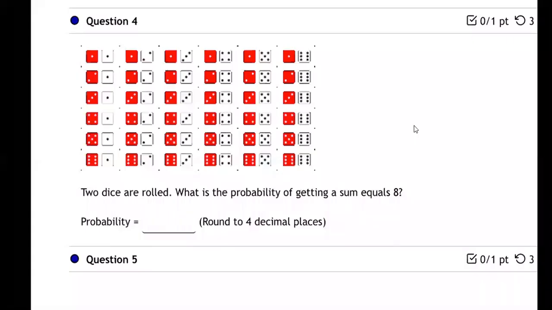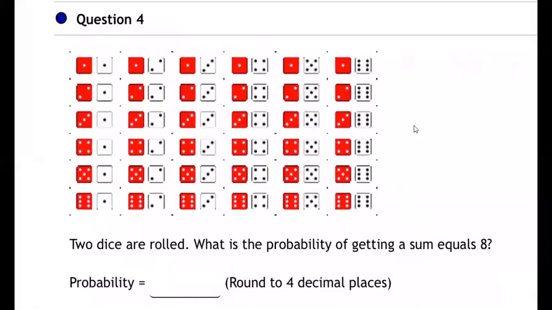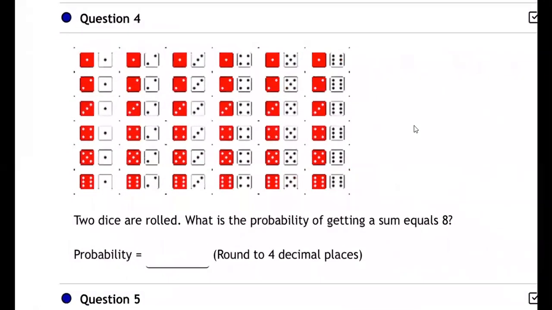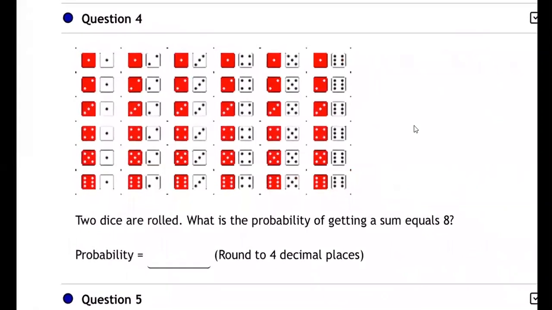Okay, so we have some dice here, and this is all the things that can happen when you roll two dice. See these patterns laid out here? All the things that can happen when you roll two dice. And what is their question? The question is down here. Two dice are rolled. What is the probability of getting a sum equaling 8? They wrote a funny sentence, equals 8, but anyway, we know what they mean. What's the probability of getting a total of 8 on the dice?